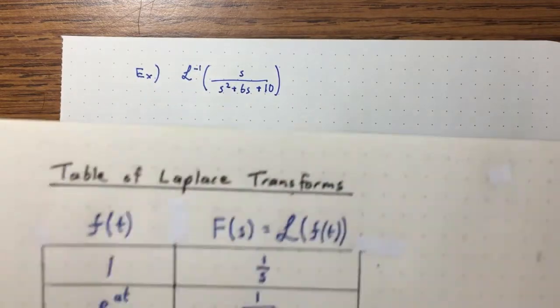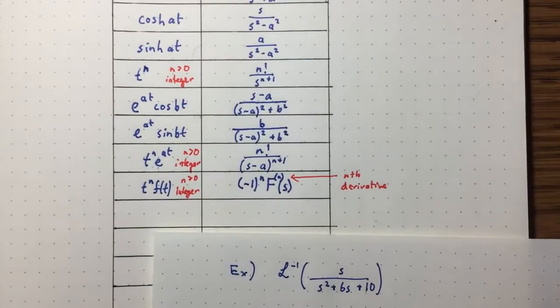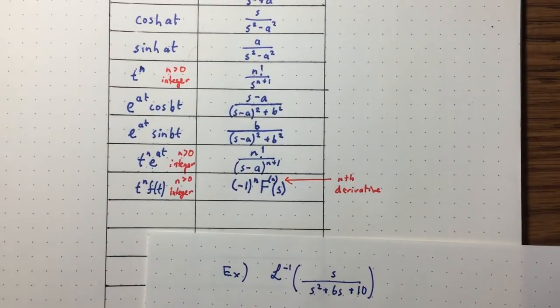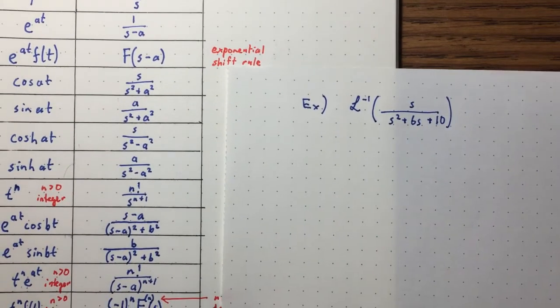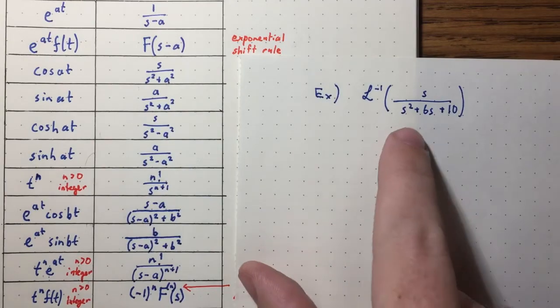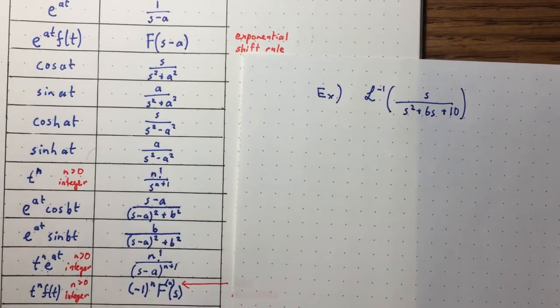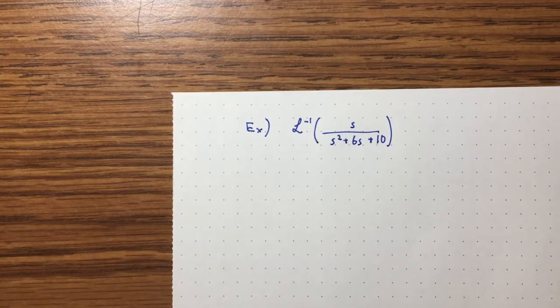Again, we can look at our table here. This doesn't quite look like anything in the table. I see a lot of s squareds in the denominator, but I don't see an s anywhere. And that's because we haven't completed a square here.